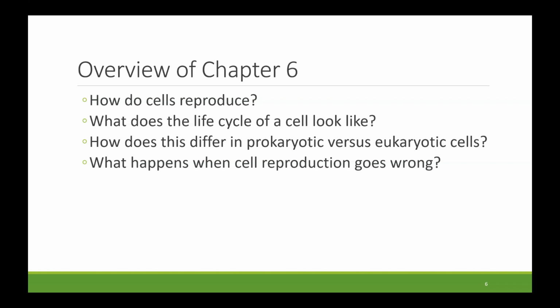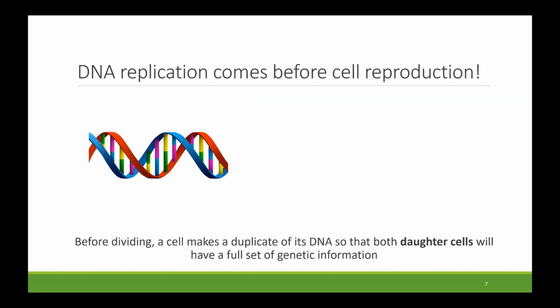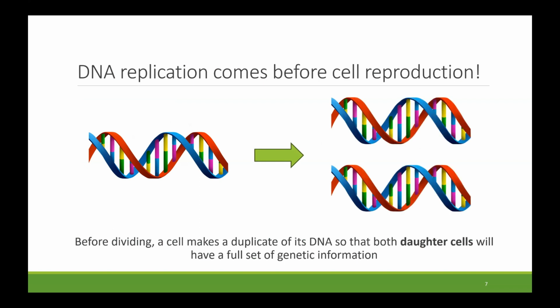So, to start our look at how cells reproduce, I want you to take a moment and think, what do you imagine is the most important part of a cell that needs to be copied when creating a duplicate? There's a strong argument to be made that the most important part of the cell to copy is the DNA. Before a cell can divide, it has to make a duplicate of its DNA, because this allows both of the daughter cells, that's what they're called, daughter cells, to have a full set of genetic information that's passed down to them, which is important because the DNA contains the instructions for everything that the cell does throughout its life.